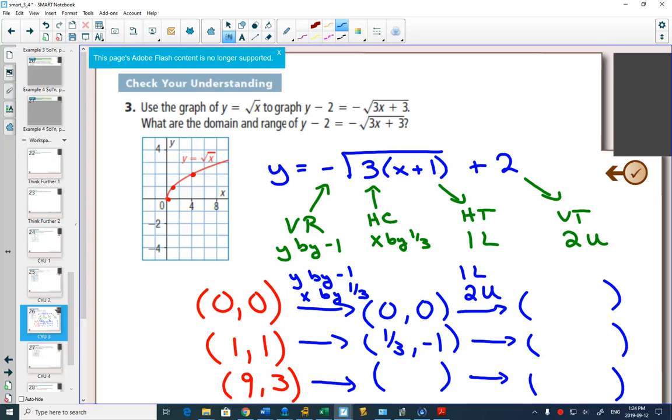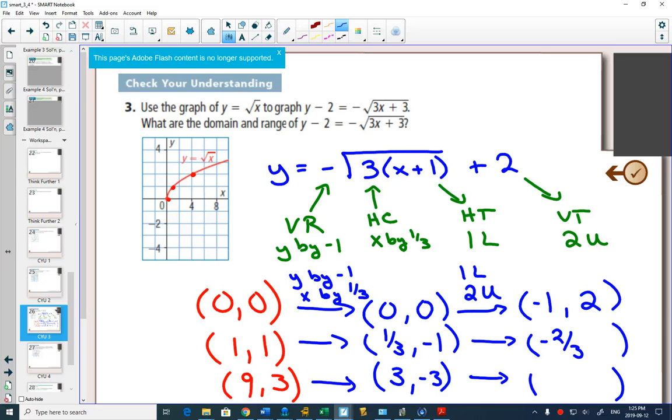Can you see why I chose (9, 3)? Because when I multiply my x by 1/3, it stays a nice number. And y by -1. Next, we need to move things 1 to the left and 2 up. If you're at 1/3 and you move 1 to the left, where do you go? -2/3.